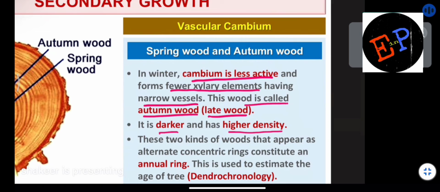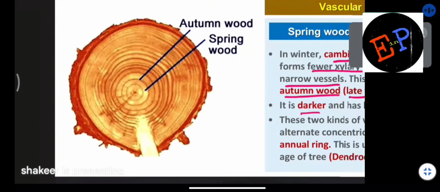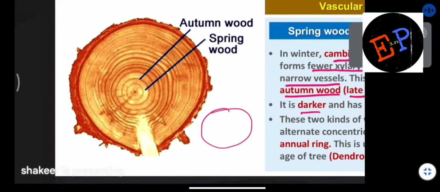So therefore, what do you see? For example, if this is the total stem, you can see these brown color layers. Okay. So these brown color layers are formed in which season? Autumn season, because the growth of the plant is not so much. So it grows in thickness by only a small amount, and the cells are very tough.